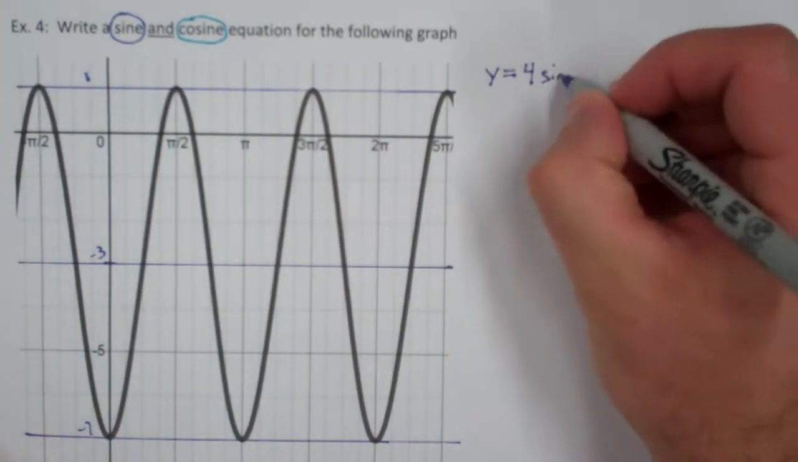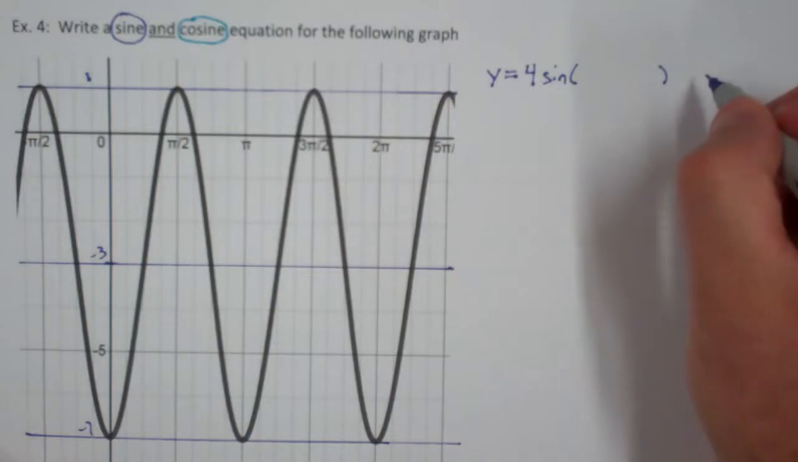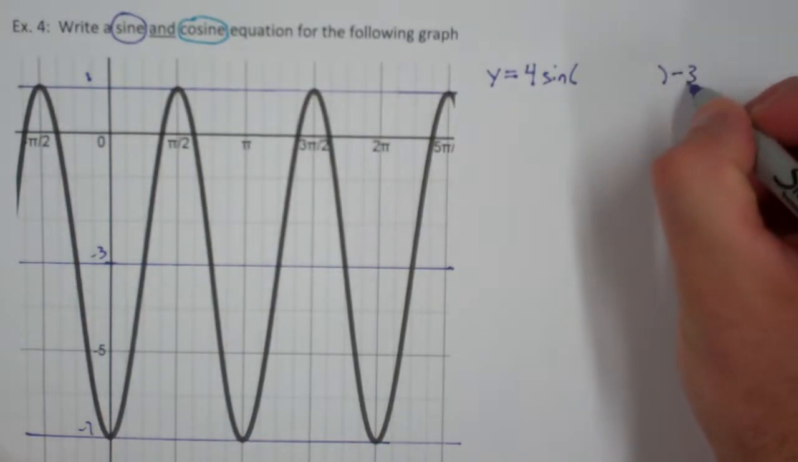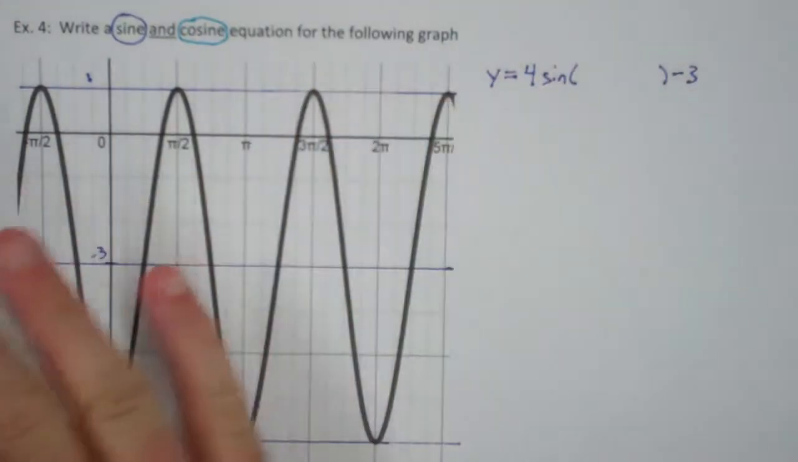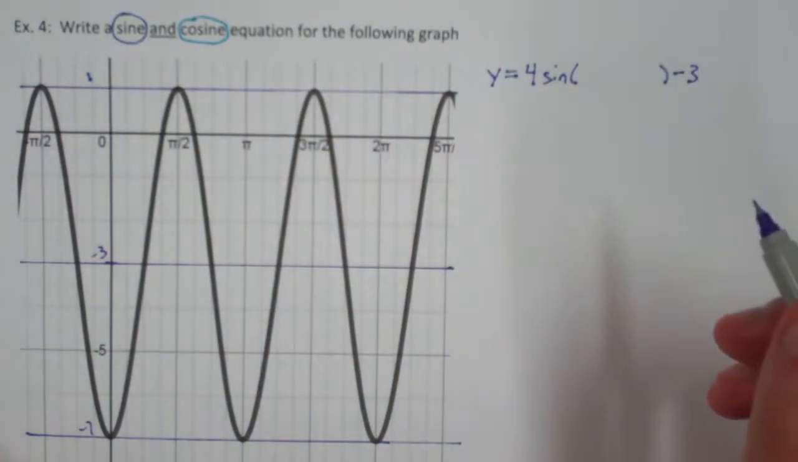So let's do sine. We'll leave a little bit of space. And then we'll do down 3. Remember, for the shift in the vertical direction, up and down, you just write whatever direction that is. If it's left and right, the phase shift, we're going to write the opposite.